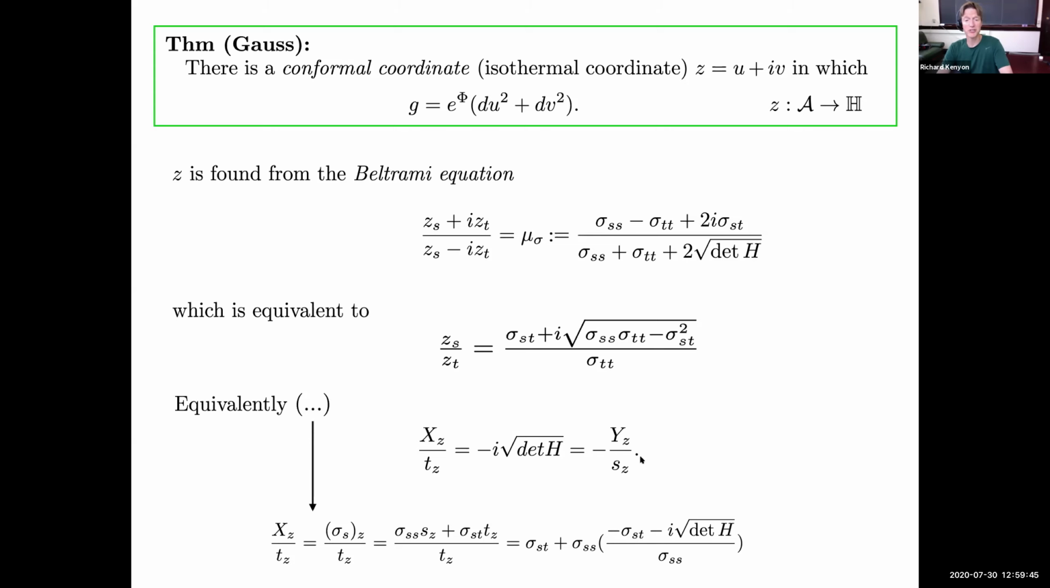Okay, so there's nothing really mysterious going on this slide, except for that first equation, how to solve that equation. And Gauss actually showed that this complicated looking PDE can be converted into an ODE, and therefore you can just use the existence of solutions to ODEs to solve this one.